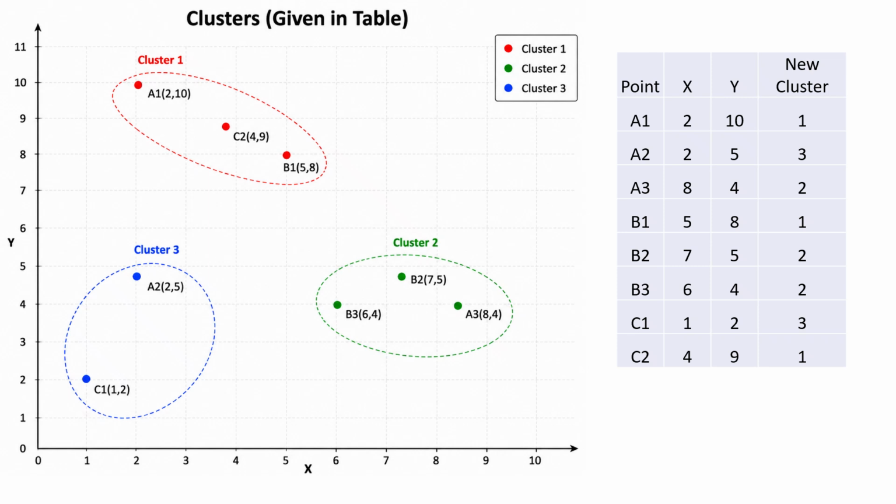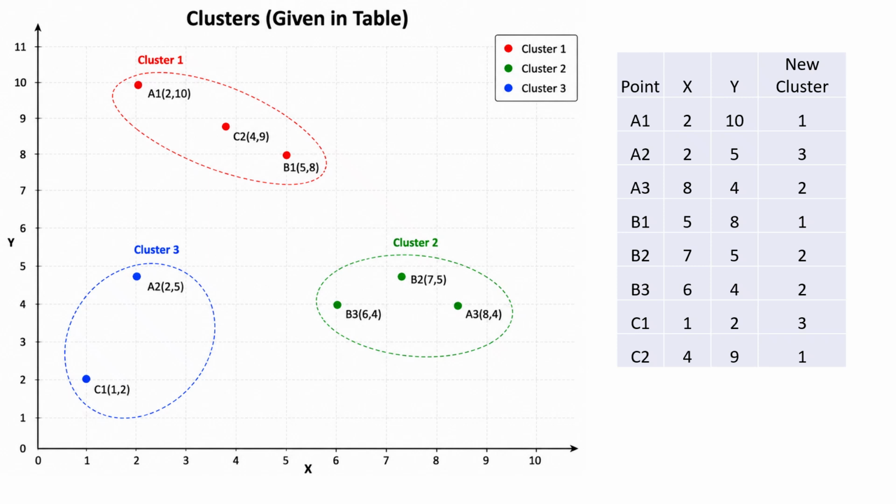In the same way, the next one is cluster 2, that is A3, 8 comma 4. Then for cluster 2, B2, 7 comma 5. Then B3, 6 comma 4. We have made these together as a single cluster and named it cluster 2.